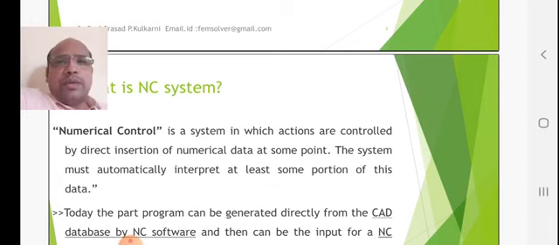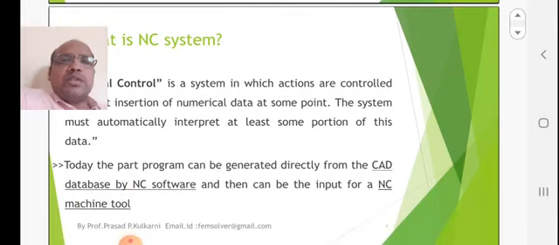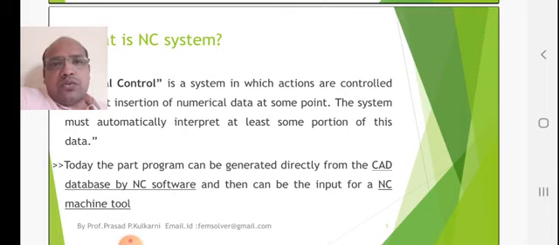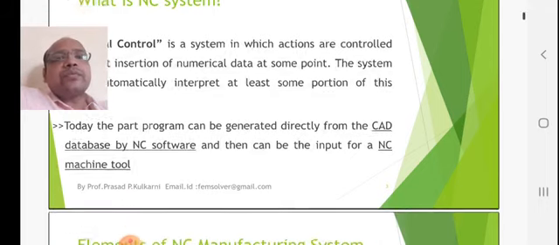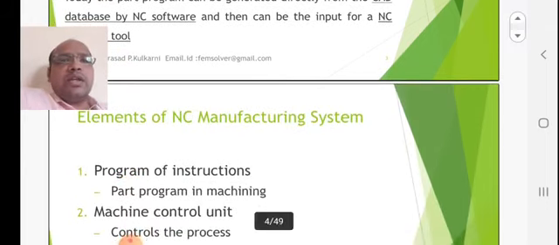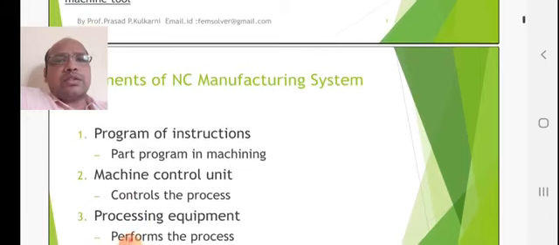So we are going to learn part program in chapter number 8, and there we will see how these numbers, letters and symbols are used in ENC systems. Today part programs can be generated directly by using CAD database ENC softwares. So for example, Delcam and Mastercam are softwares which are used for writing a part program or generating a part program automatically. Now let us see elements of ENC manufacturing system.